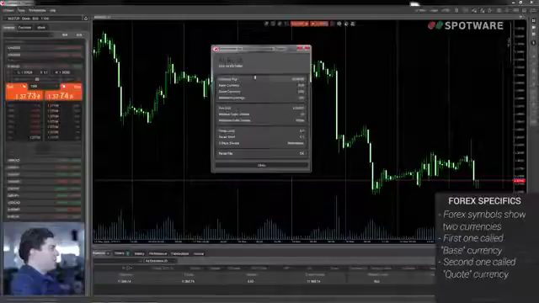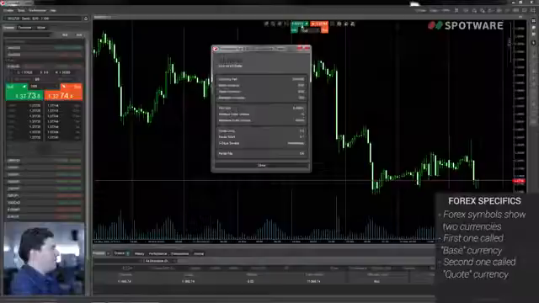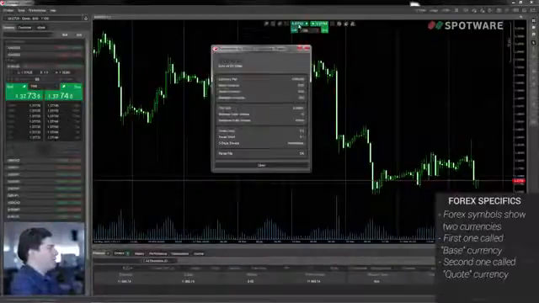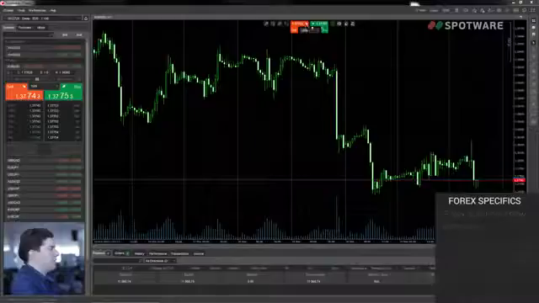In this example, the exchange rate is 1.37735, so 1 euro can buy $1.377. However, for every currency pair, we see two exchange rates, as you can see here.